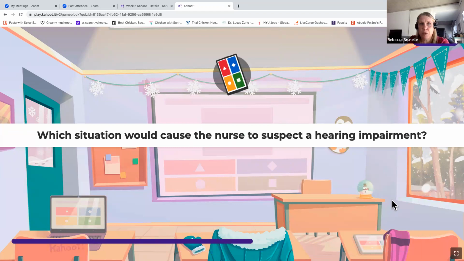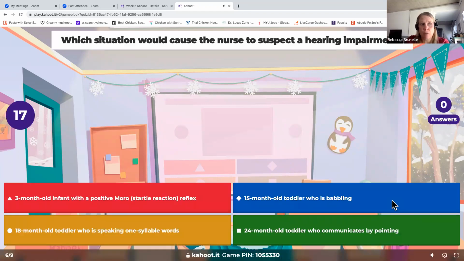Which situation would cause the nurse to suspect a hearing impairment? A 3-month-old infant with a positive Moro reflex, an 18-month-old toddler who is speaking in 1-syllable words, a 15-month-old who is babbling, or a 24-month-old who communicates by pointing.